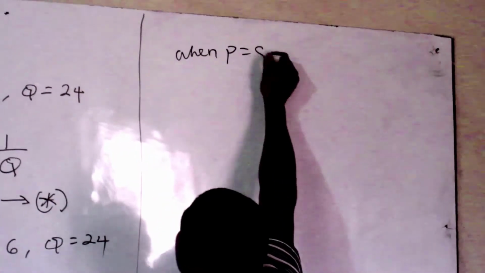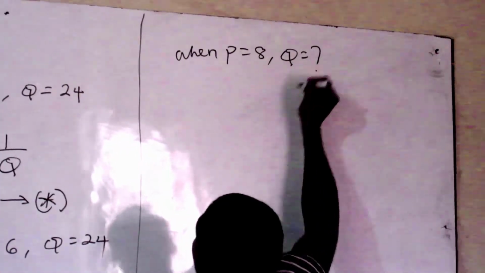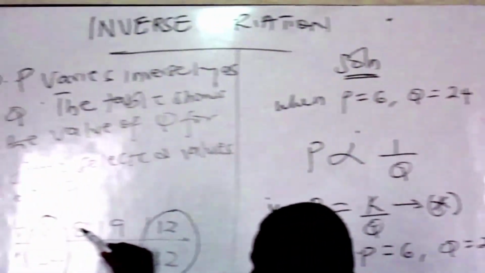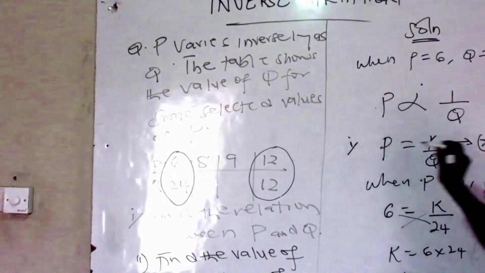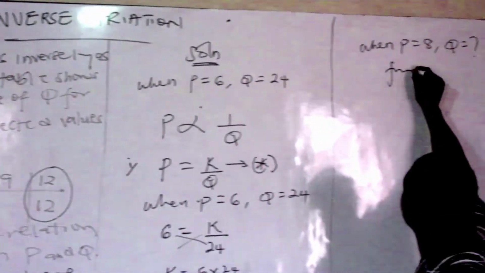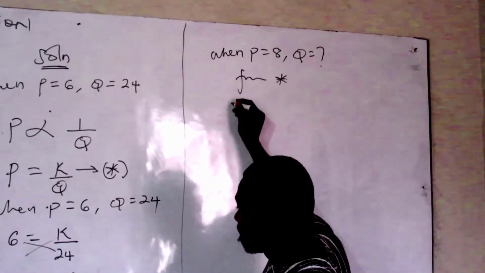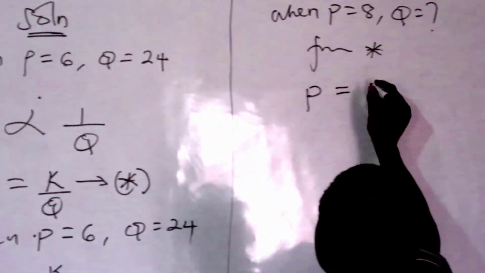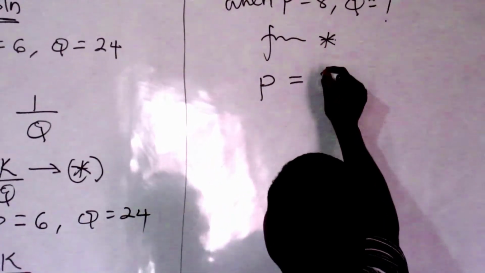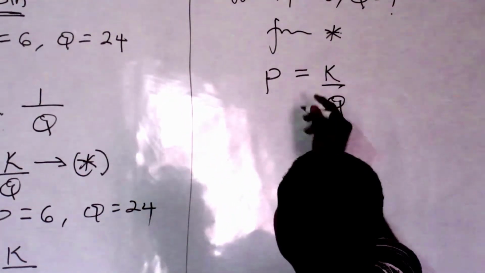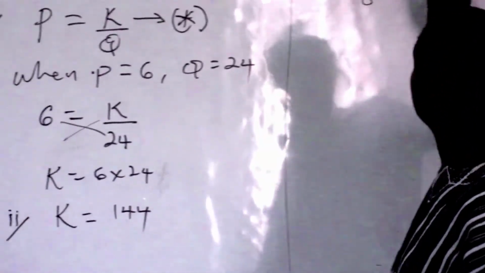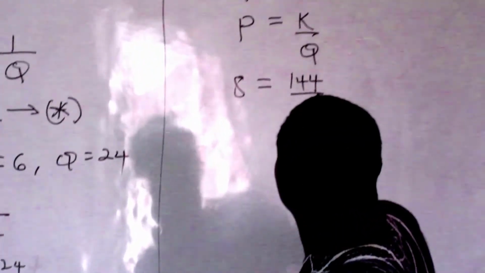When P is 8, Q is unknown. Where did I get this from? Watch here. You see, when this P is 8, Q is unknown. So from star, I'm trying to find Q there. So from the last star, the equation, P equals K over what? Q. The K is known. So P is 8, K is known to be 144, and the Q.